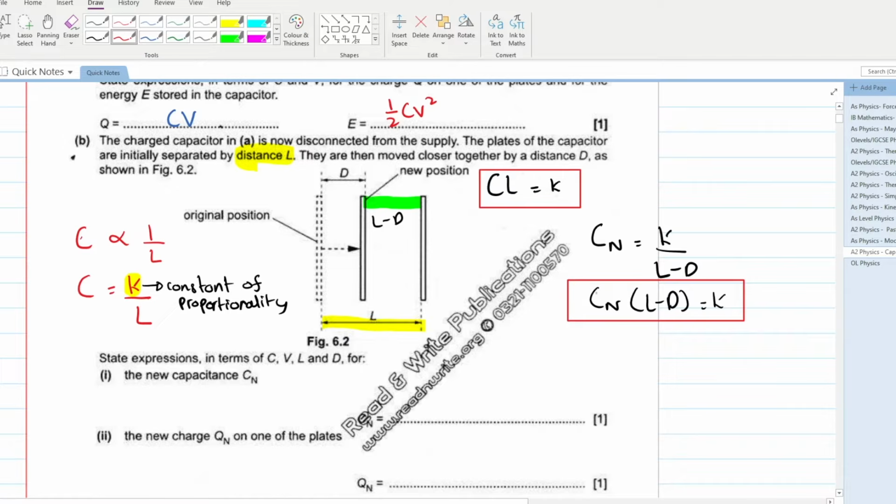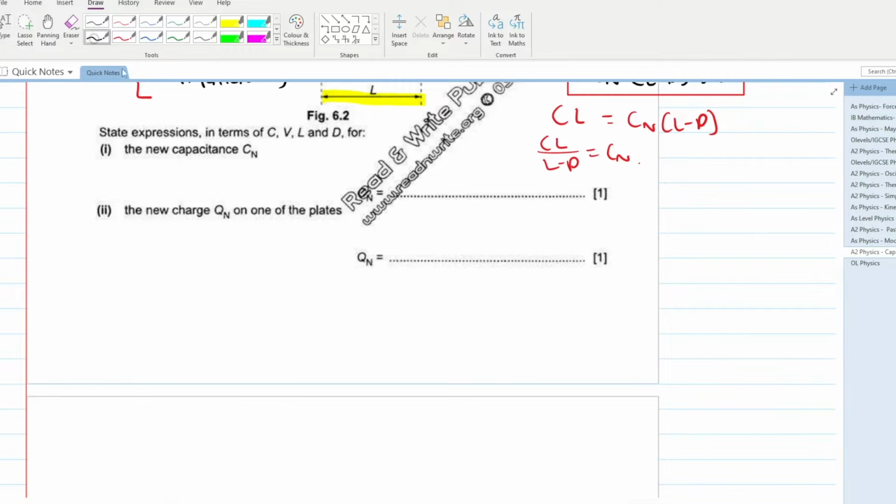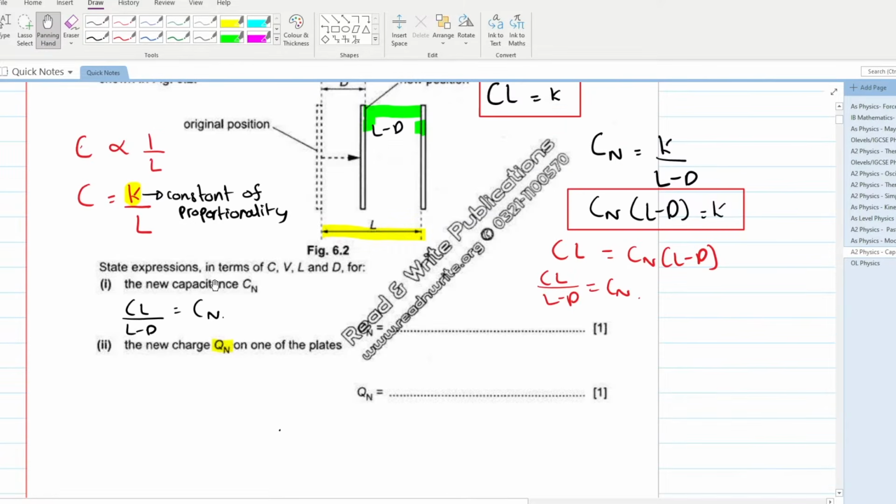Now equate both of them together. CL is equal to C new into L minus D. Bring L minus D in the denominator. CL divided by L minus D is equal to your C new. So the capacitance for the new capacitor comes out to be CL divided by L minus D. Simple as that. So now let's move on to part 2.